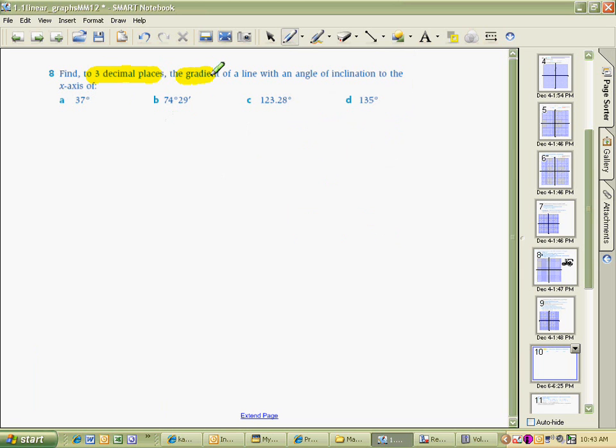And it wants you to find the gradient. Well, we've already done gradients, it's the rise over the run. But here's the different bit. It gives you the angle of inclination to the x-axis.